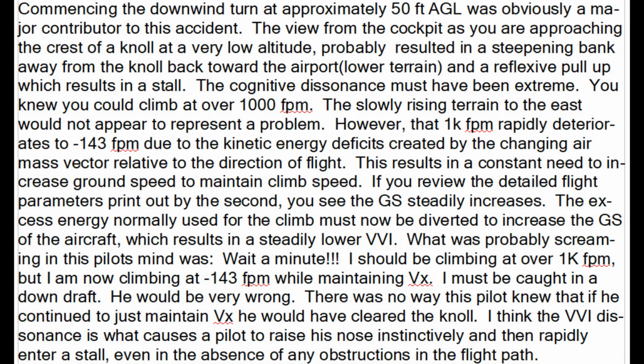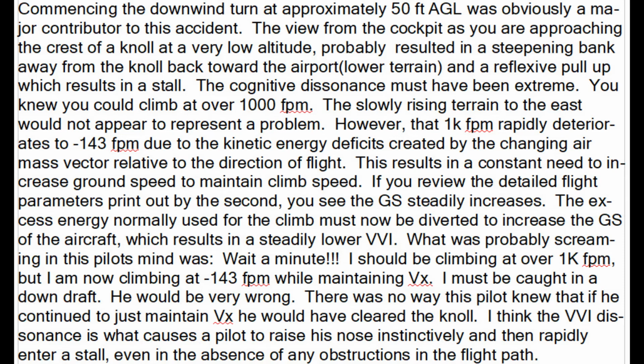However, that 1,000 feet per minute rapidly deteriorates to a minus 143 feet per minute due to the kinetic energy deficits created by the changing air mass vector relative to the direction of flight. This results in a constant need to increase ground speed to maintain climb speed. If you review the detailed flight parameters printout, by the second you see the GS steadily increases. The excess energy normally used for the climb must now be diverted to increase the ground speed of the aircraft, which results in a steadily lower VVI.